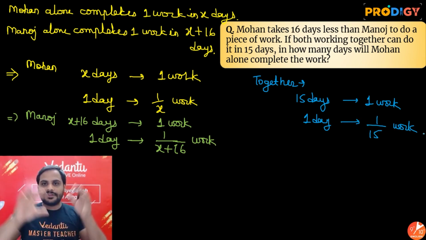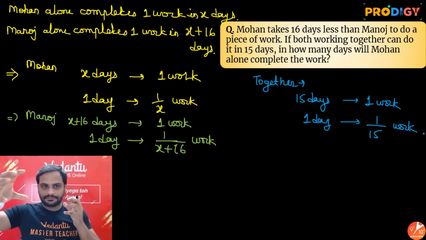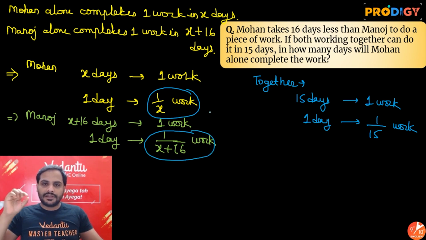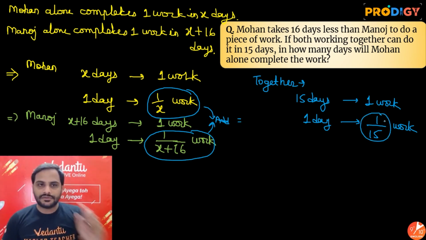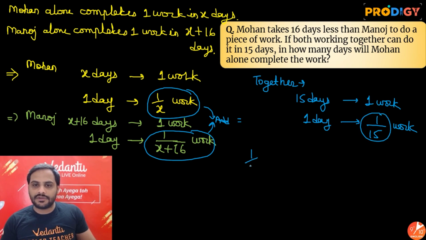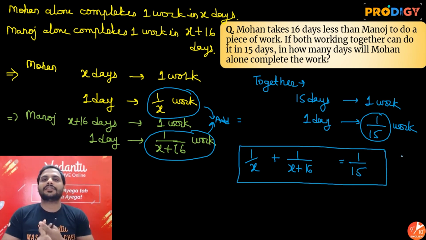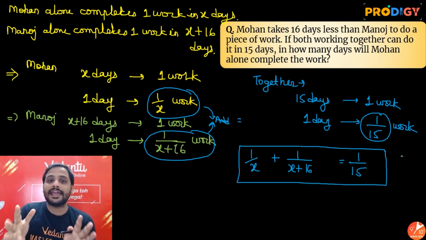Alright, so now working together means whatever work Mohan has done and whatever work Manoj has done, if I add these two, it will be equal to their total work done. So work done by Mohan in one day is 1 by x, work done by Manoj in one day is 1 by x plus 16, and it will be equal to the total work which they complete together, which is 1 by 15 work. This is how you get your equation. We don't add time, we add the work.